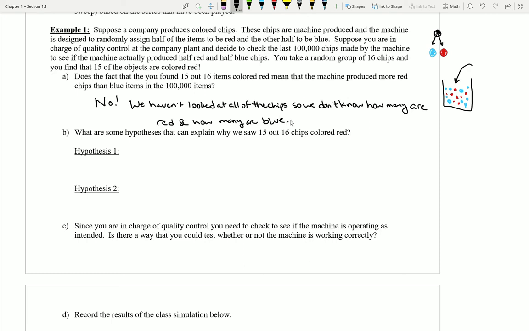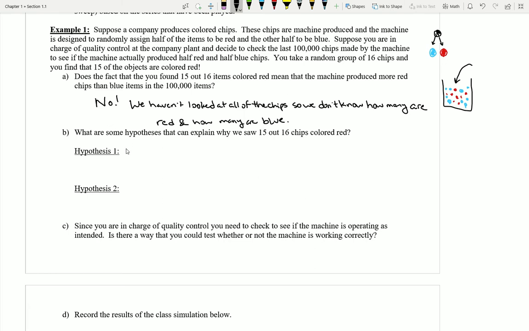We don't really know, right? We could probably come up, though, with a couple different ways to maybe explain away why we got 15 red chips out of 16 chips that we pulled. Let's think about that. This is part B. What are some hypotheses that can explain why we saw 15 out of 16 chips colored red?